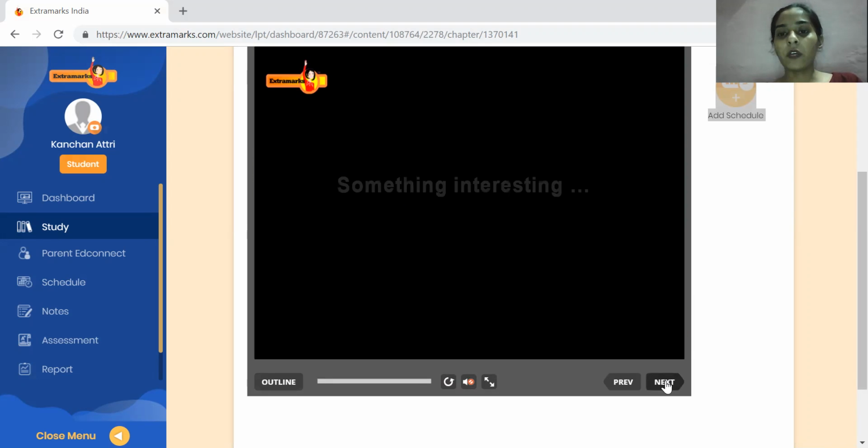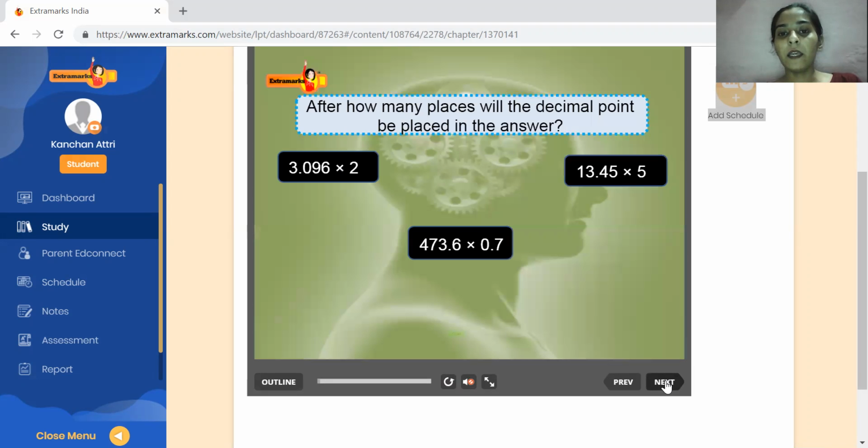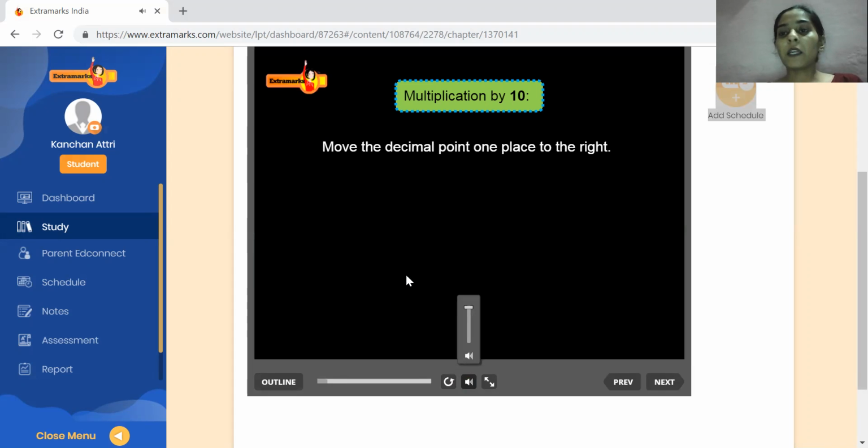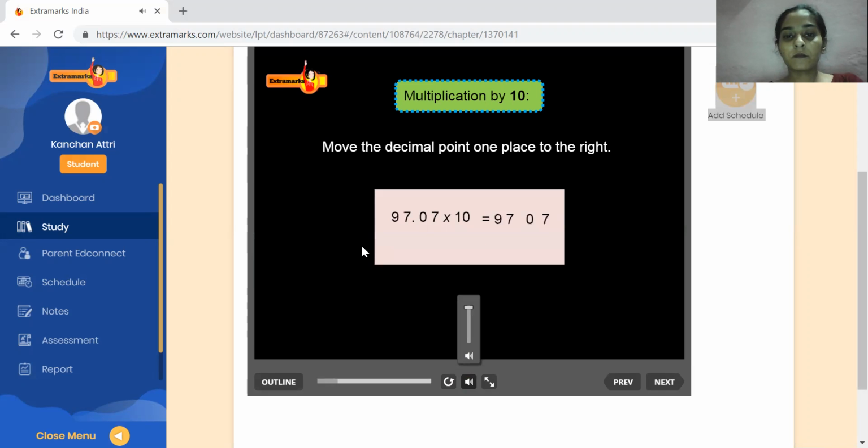Now we are talking about multiplication by 10, 100 and 1000. Yes, class, as you can check, when multiplying by 10, move the decimal point one place to the right, as there is only one zero. That is, if we multiply 97.07 by 10, we will get 970.7, as we have shifted the decimal point one place to the right.